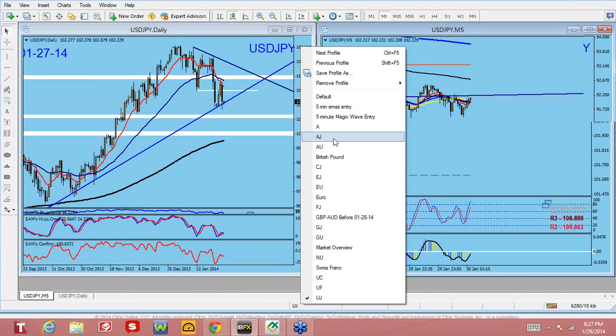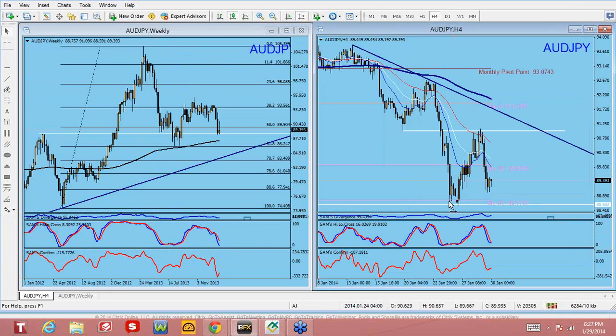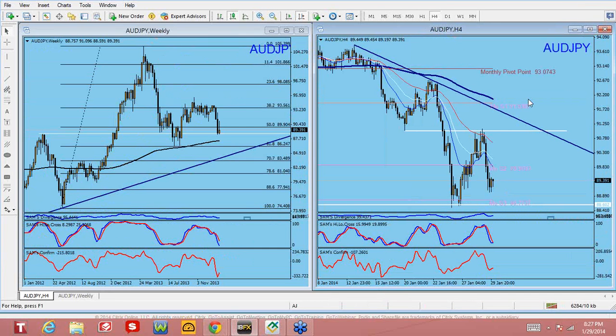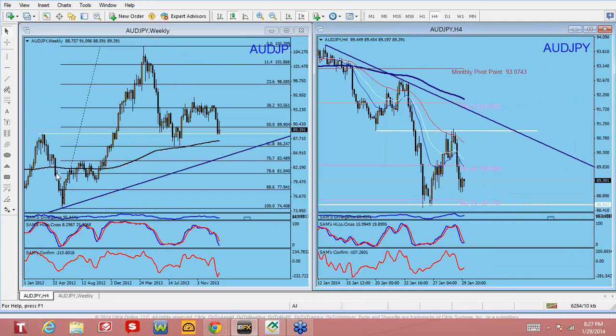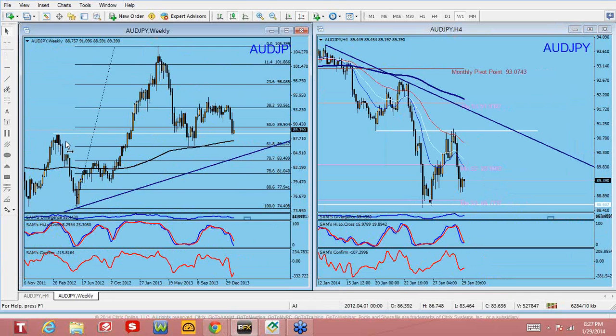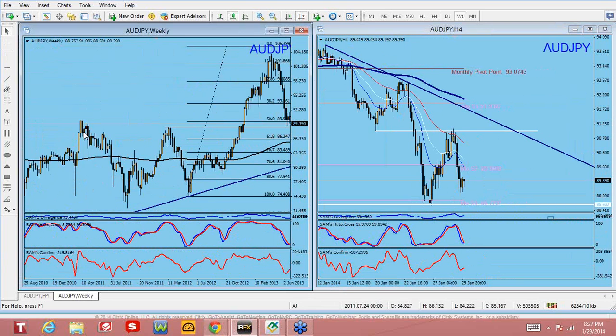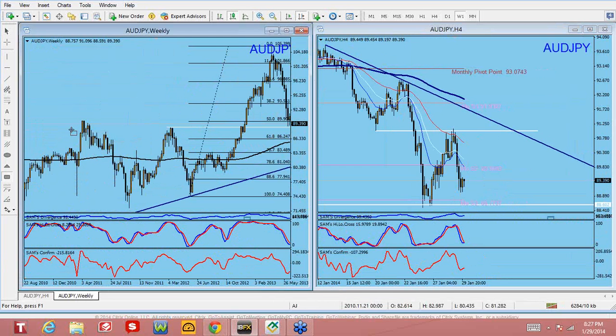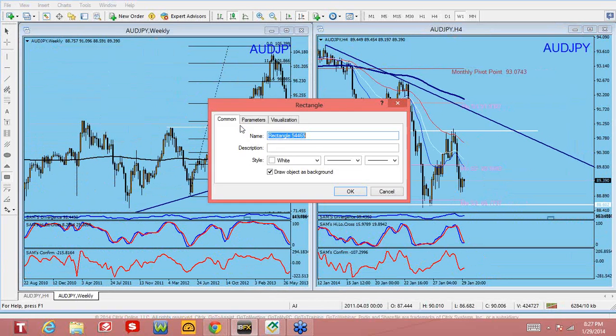Aussie yen, XABC. We might go for D. Okay. This is a 4-hour chart. You see how it's sitting on the support. This is Aussie yen weekly. So very, very strong support here, big support here, right? And the other point was here, which I missed. How did I miss out?